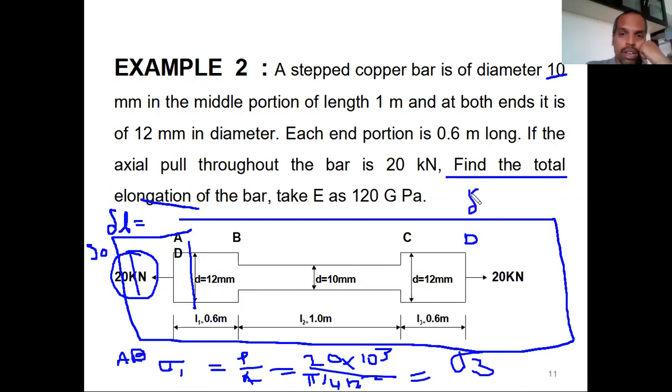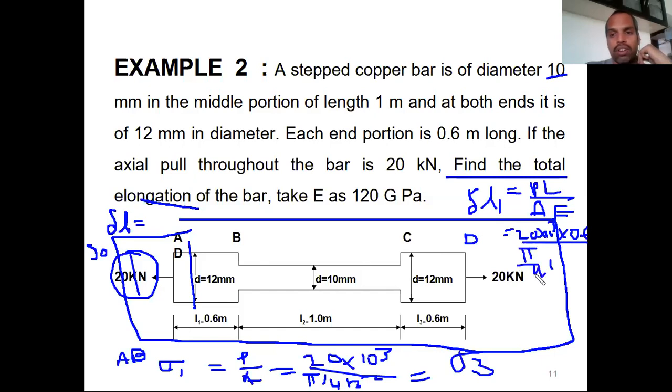So delta L1, let us say the first one, is equal to PL by AE. What is P? P is nothing but 20 kilonewtons into 10 to the power of 3. L is nothing but 0.6. The first portion, the AB portion, is 0.6 meters, divided by the area, which is pi by 4 into 12 square.